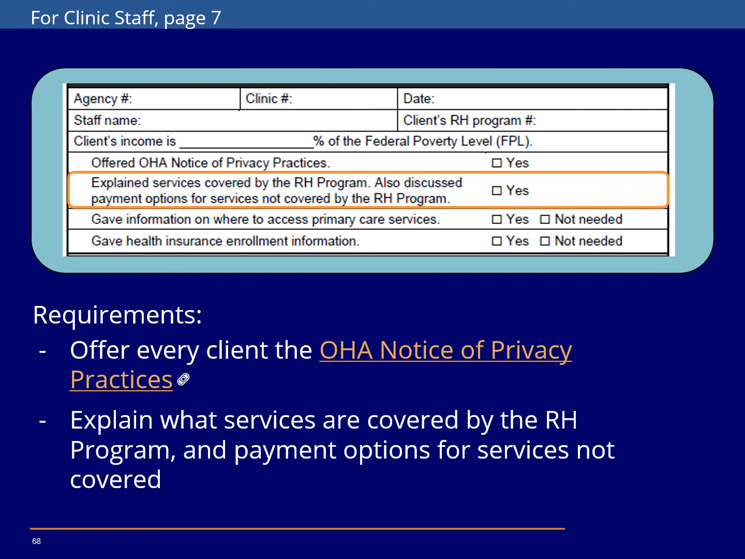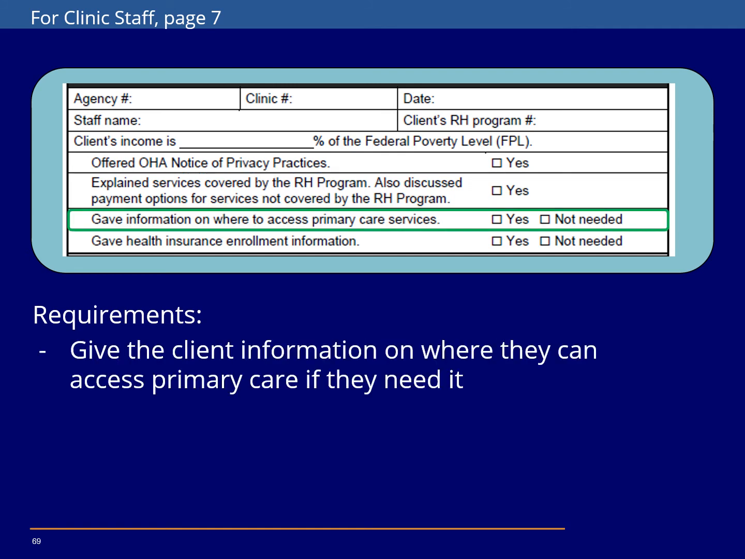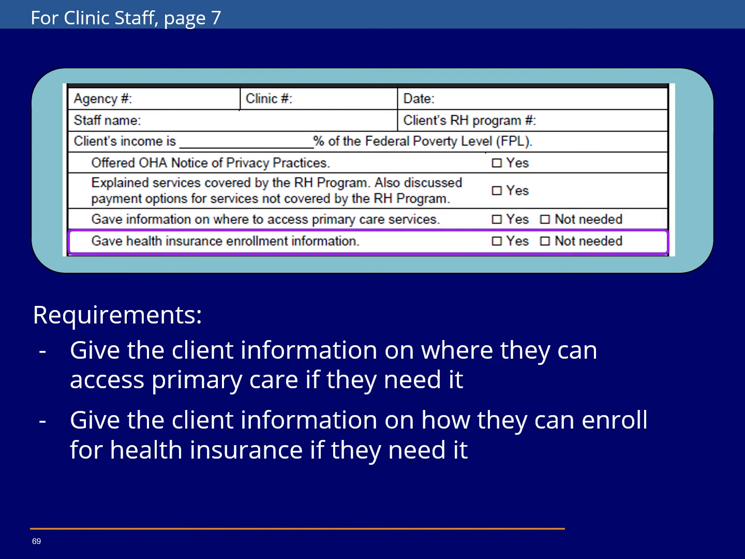Staff should also explain what types of services are covered by the RH program and discuss payment options for any services they may get that are not covered. Staff should also provide the client information on where they can get primary care if needed, and where they can enroll in health insurance if needed.